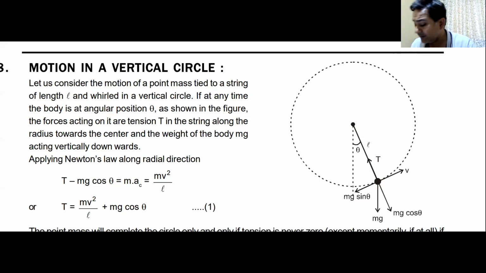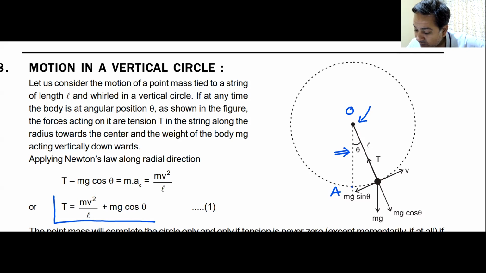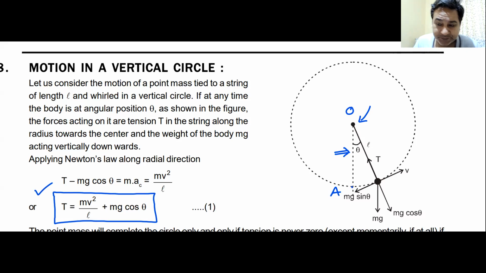Here it is, what we were discussing: motion in a vertical circle. As you can see, this is the center O, this is the lowest point A. If anywhere at any angle theta, we have also discussed that T will be equal to mv square by L plus mg cos theta. Do we remember this? Can I have some raised hands?